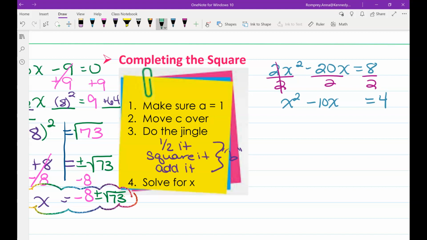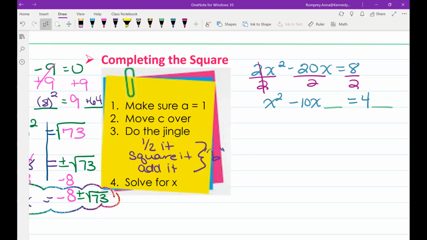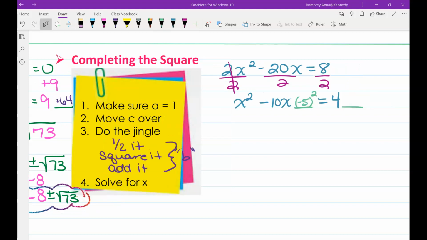So I'm going to go ahead and fill in my blanks. That way we can go ahead and do the jingle. All right, so we're looking at our b term. So half it. What's half of negative 10? Negative 5. Half it, square it, add it to the other side. Negative 5 squared is 25, so I'm adding 25 to the left, so I better do it to the right.